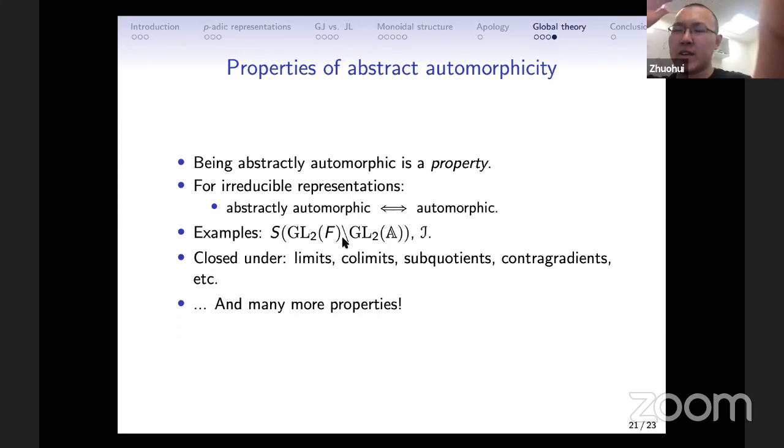Sorry, can I ask something? Sure. From this example, it seems that the space of abstractly automorphic representations is a somewhat bigger concept than the automorphic ones. And as you said, there's no map to the space that you showed in your example.